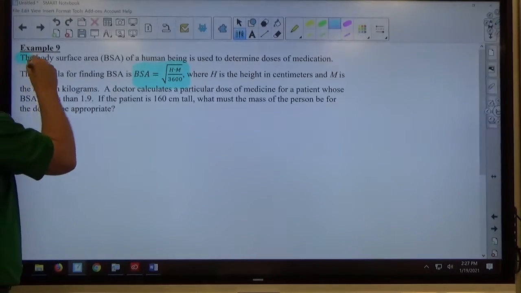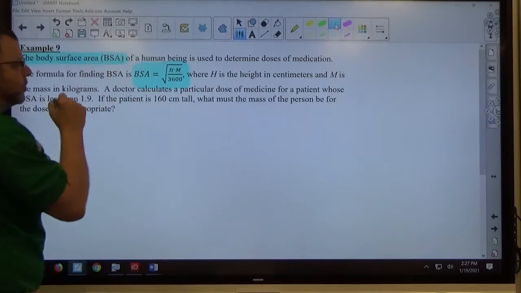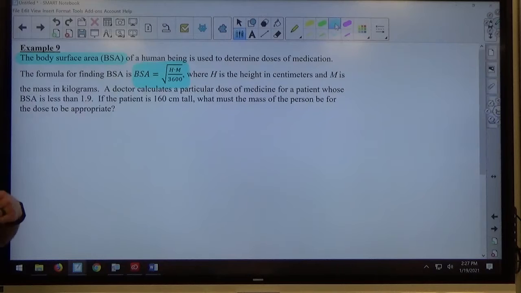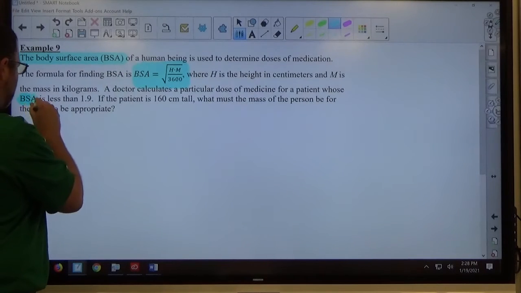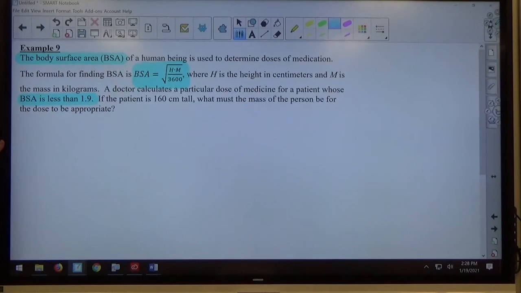The body surface area is BSA. So BSA is one variable representing the body surface area. They don't give us any type of unit on this. I believe it's meters squared, but don't hold me to that. Notice a patient whose BSA is less than 1.9. They're not giving a unit, that's fine, but I'm pretty sure it's meters squared.